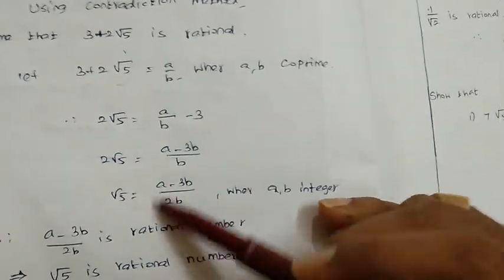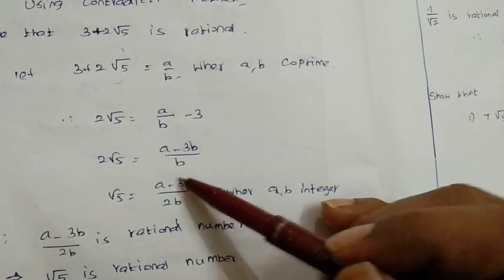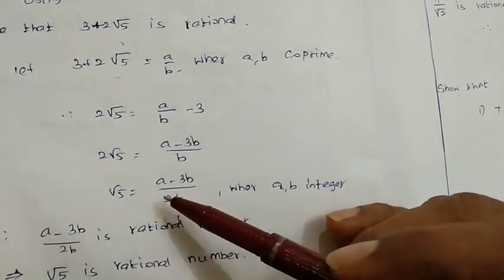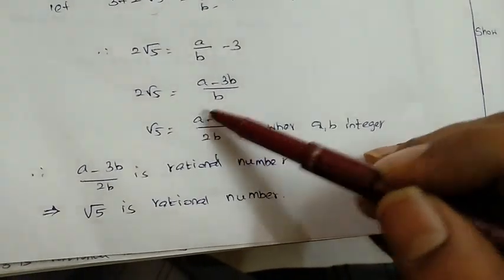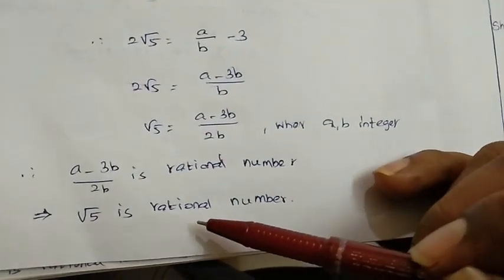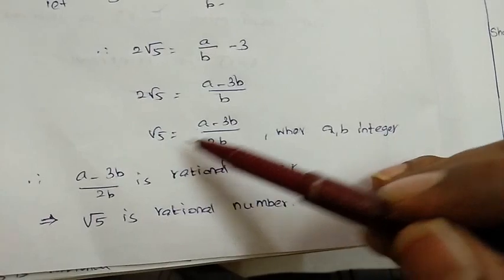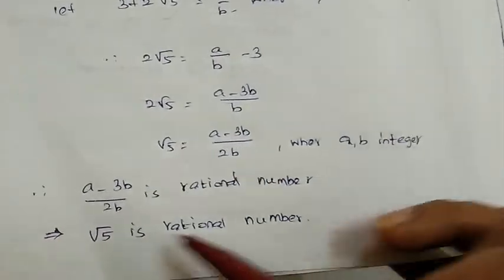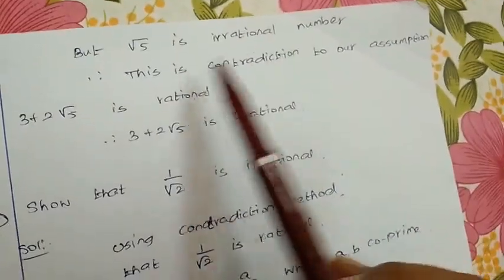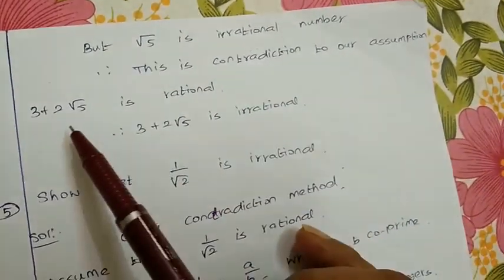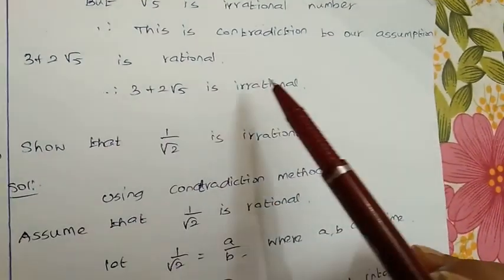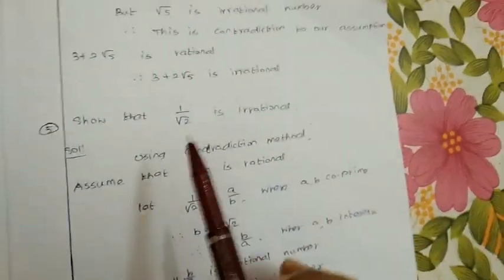Already we discussed, this a, b are integers, no, so the division is definitely not in square root form, so it's a rational number. But the left side is an irrational number, that is it gives that one side is rational, that is root 5 is rational, but root 5 is an irrational number. Therefore this is a contradiction to our assumption that 3 plus 2 root 5 is rational, therefore 3 plus 2 root 5 is irrational, right?